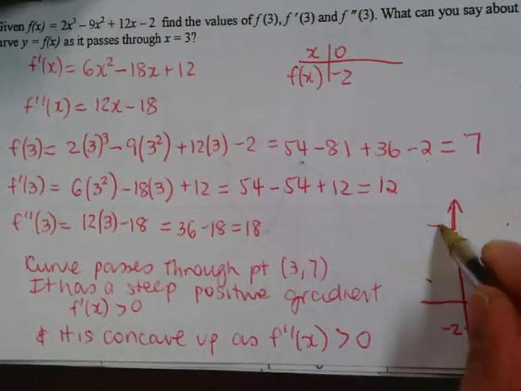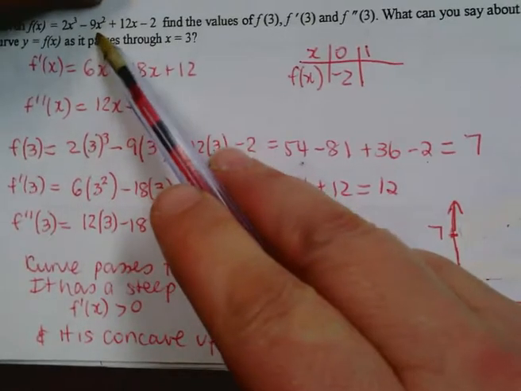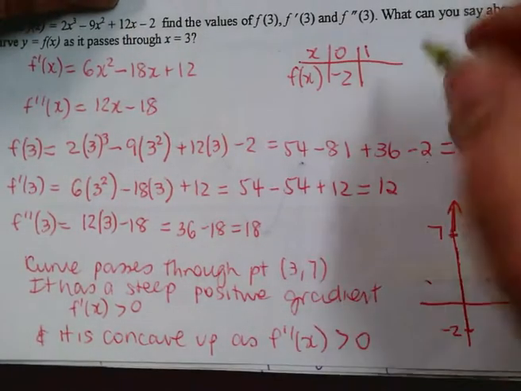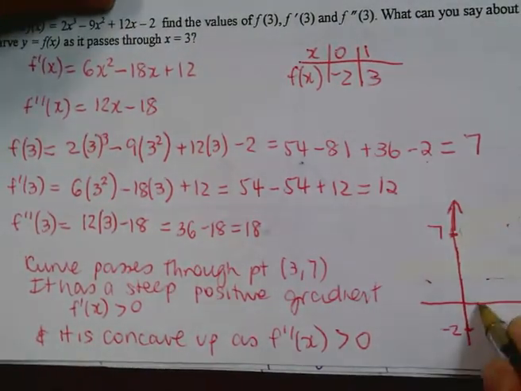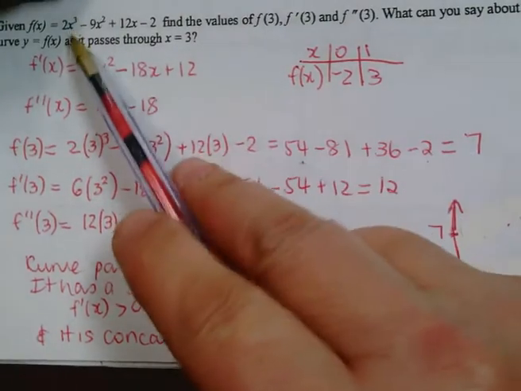I'm going to put the 7 up here somewhere. What about when x is 1? What have we got? 2 minus 9, that's -7, plus 12, which is 5, minus 2, that's 3. I've got the point 1, 3. When x is 2, what have I got? So we're going, when x is 2.